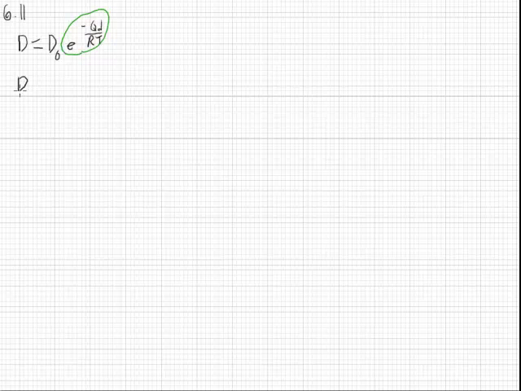we can write D naught, the pre-exponential, is equal to D times e to the QD over RT. The minus sign up above simply means that this term, e to the QD over RT, is actually the inverse, so it's on the bottom. So if I divide it by itself, then it comes back on top on the other side.